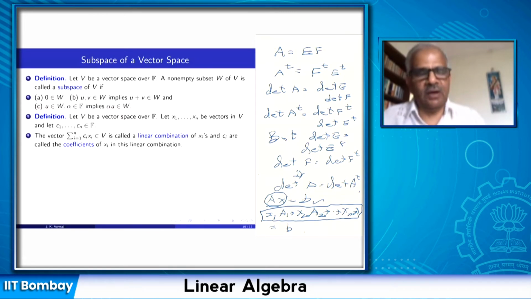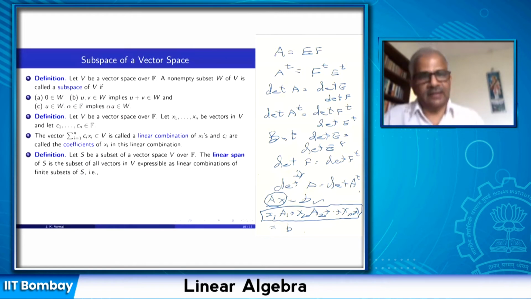Okay, so this is called a linear combination. Then, given a subset S of a vector space over F, the linear span of S is the subset of all vectors which are expressible as linear combinations of finite subsets of S. So I have an arbitrary subset of a given vector space. Then I take all possible finite linear combinations where the vectors are drawn from this subset.